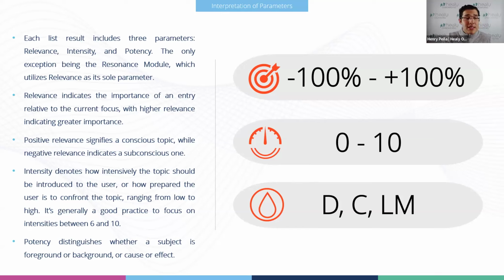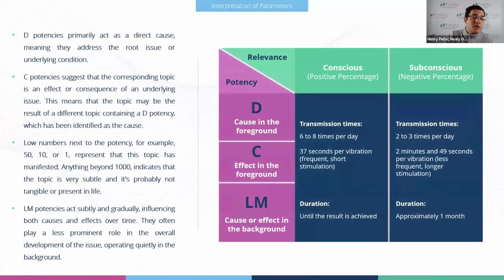And then the potency is what's going to determine whether the subject is in the foreground, background, or if it's a cause or an effect. So the potency of all the different parameters are going to be the ones that are a little harder to fully understand.